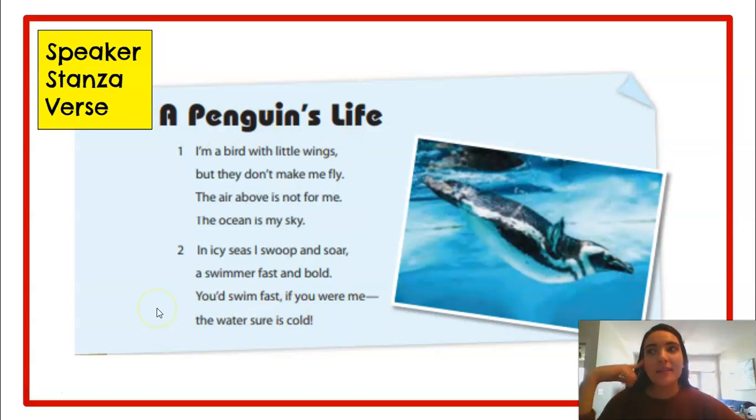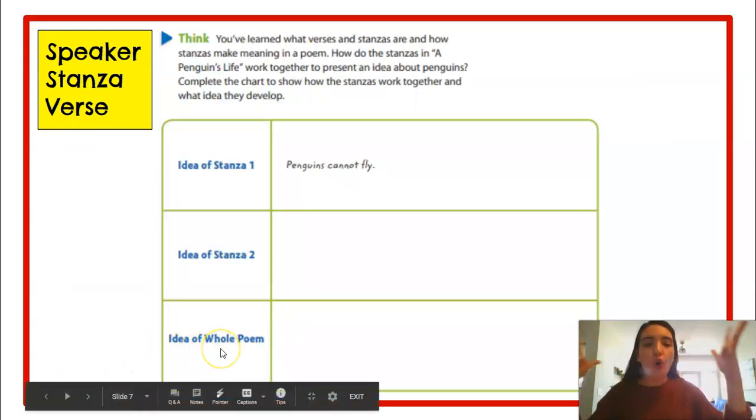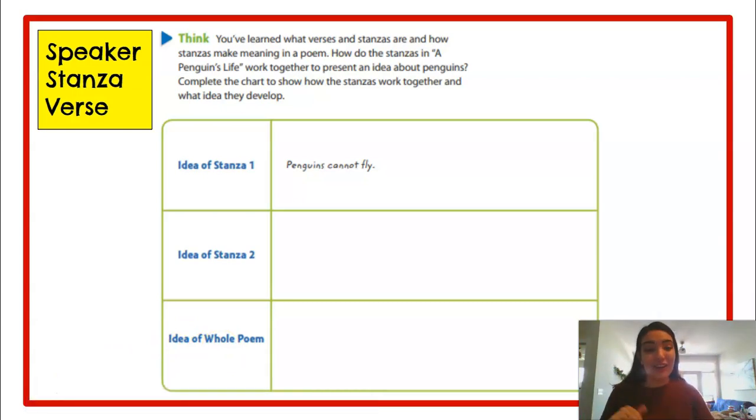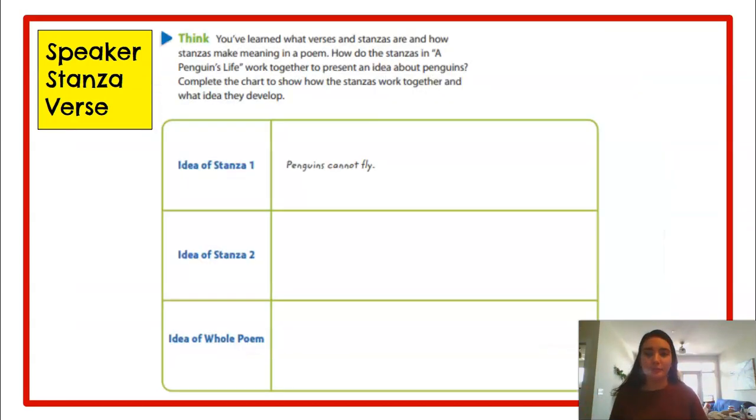So I think maybe it's talking about, this poem tells me how a penguin moves, how a penguin lives. Does the penguin fly? No. I would maybe say the idea of the whole poem is penguins live in the water and are great swimmers, or penguins do not use their wings to fly, but they swim quickly in the ocean. So that's maybe what my idea of the whole poem would be. The speaker is just telling us about how penguins live.